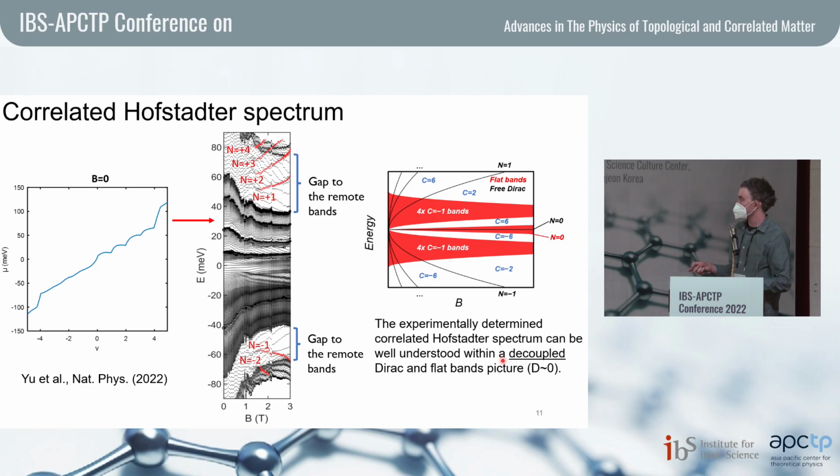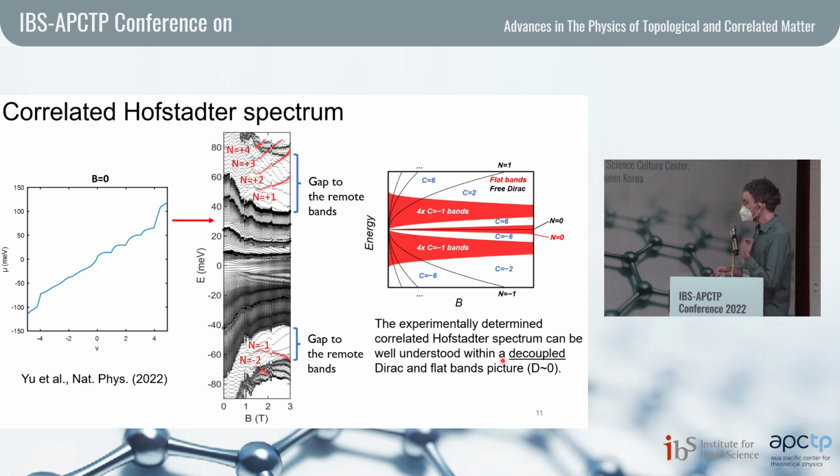And so it's kind of a little bit surprising that despite the fact that we're presumably applying a finite displacement field to the system, since we only have a backgate, we can still describe all the physics we see just in a basically mirror symmetric D equals 0 picture.